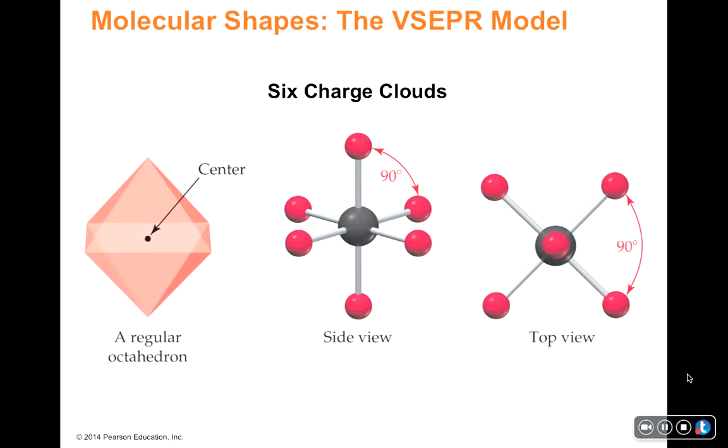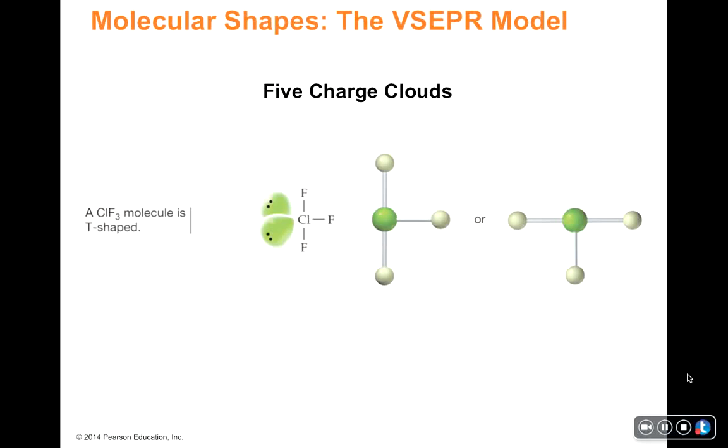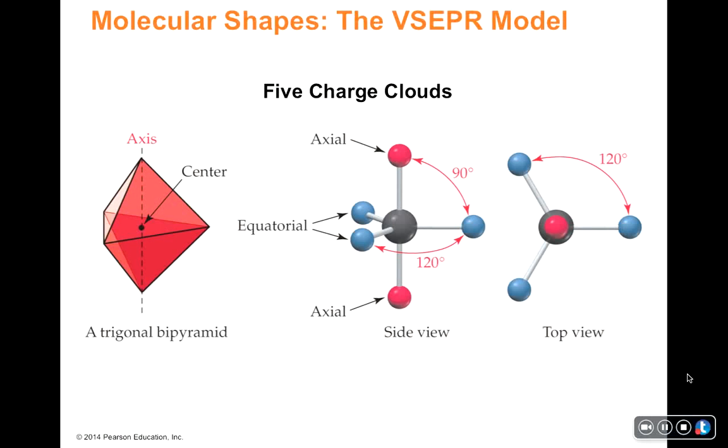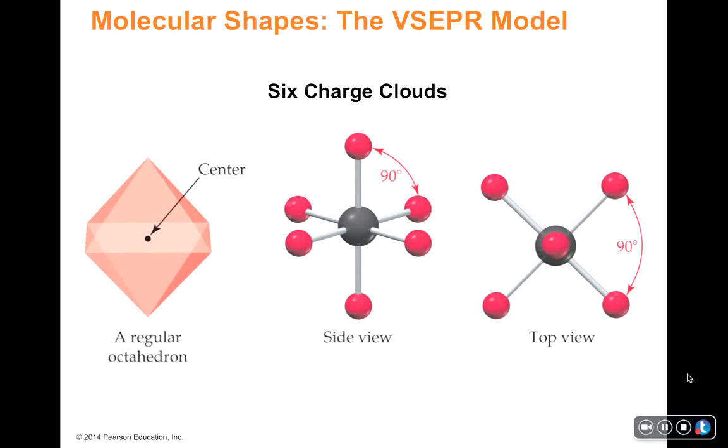I'm actually just going to get to where that table is in your text. So page 174 has all of these that I'm showing you. The last one we'll discuss here are 6 charge clouds. That's the center of a regular octahedron, and you can see you've got 2 axial positions and 4 equatorial positions. So if you notice with the 5 charge clouds, you had 2 axial positions and 3 equatorial positions. And so now you've just essentially added a 4th equatorial position to make that shape.